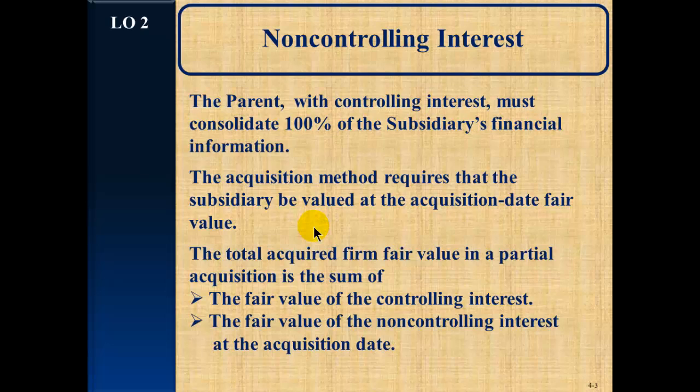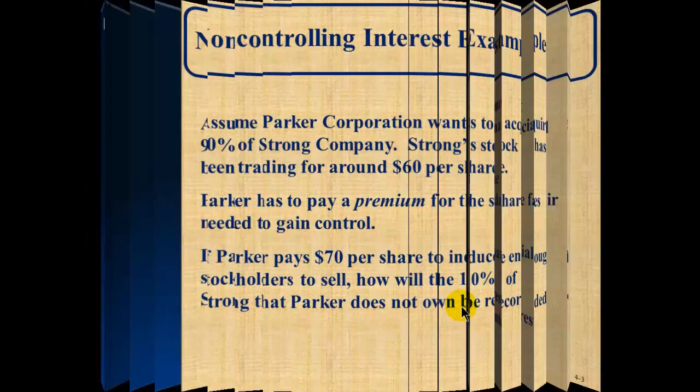Now, the acquisition method, which is what we're under here. Okay, that's the way things are done now. It's called the acquisition method, and it requires that the subsidiary be valued at an acquisition date fair value. Now, what is that total? The total acquired firm fair value in this partial acquisition, where I'm buying something less than 100% of the stock. It'll be the sum of these two items. The fair value of what I'm buying, of my controlling interest, whatever I assign and determine to be the fair value of that controlling interest. And I'll also have to then assign a fair value of the non-controlling interest as of the acquisition date.